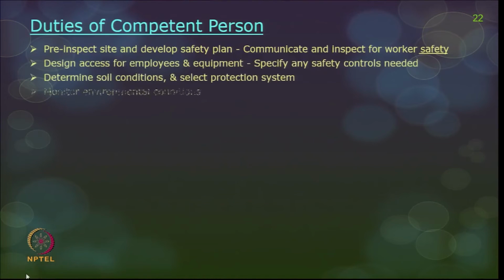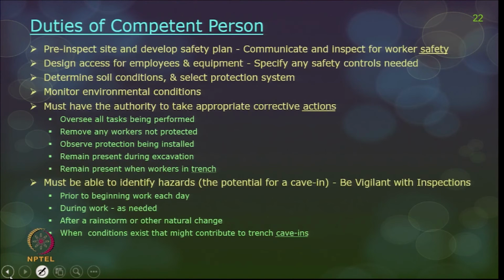Okay. Now, duties of a competent person. Pre-inspect the site and develop a safety plan, communicate and inspect for worker safety, and design proper access for employees and for the equipment. Determine the soil condition and select a protection system, whether it is sloping, shielding or shoring systems. Monitor the environmental conditions for any rain or something happening, then you should not be taking up serious or severe activities. Must have the authority to take appropriate corrective measures when something goes wrong and oversee all tasks being performed.